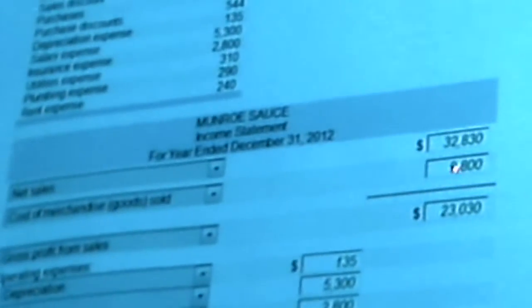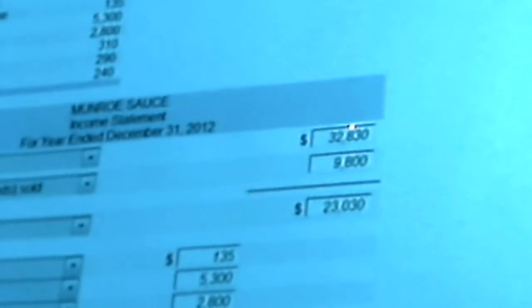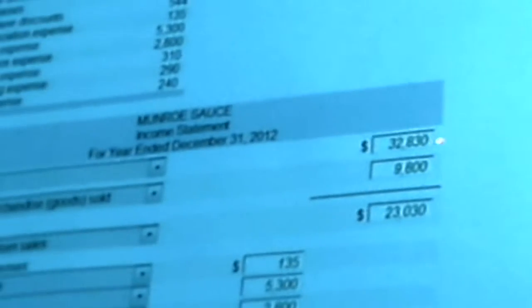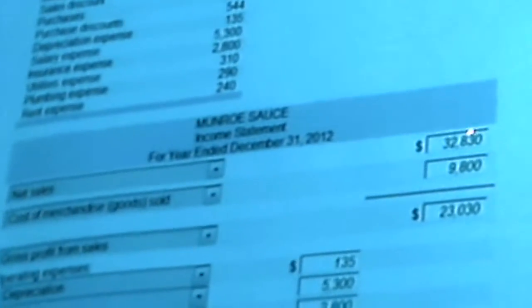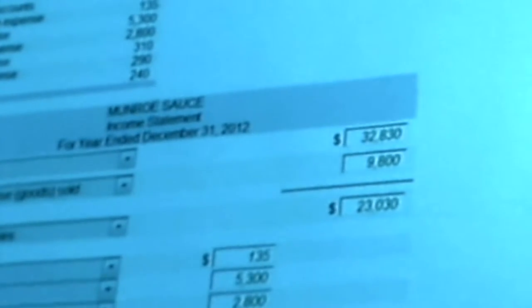Okay, how do we get gross profit? We took cost of goods sold and subtracted it from net sales. Net sales minus cost of goods sold equals gross profit. We're almost done with this one. So we have gross profit. There's one more formula, right? There's four of them. Net income.